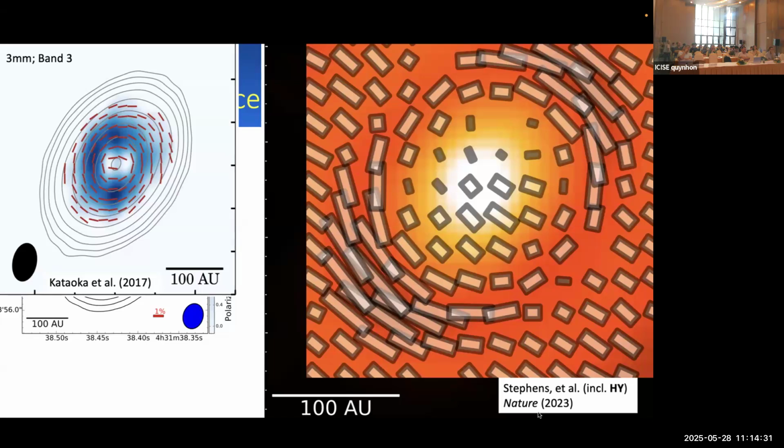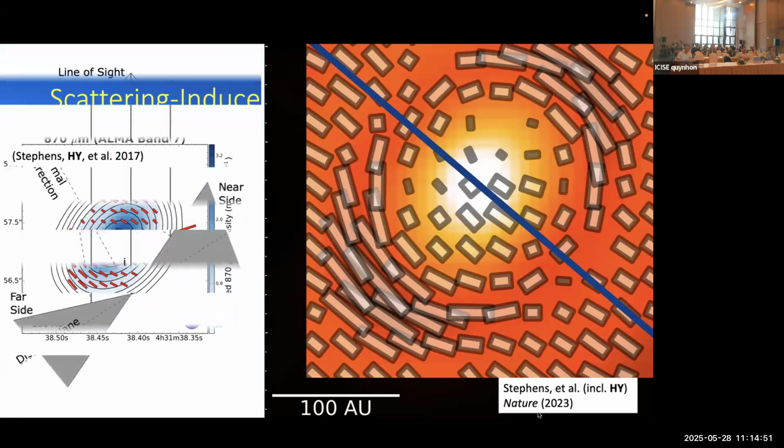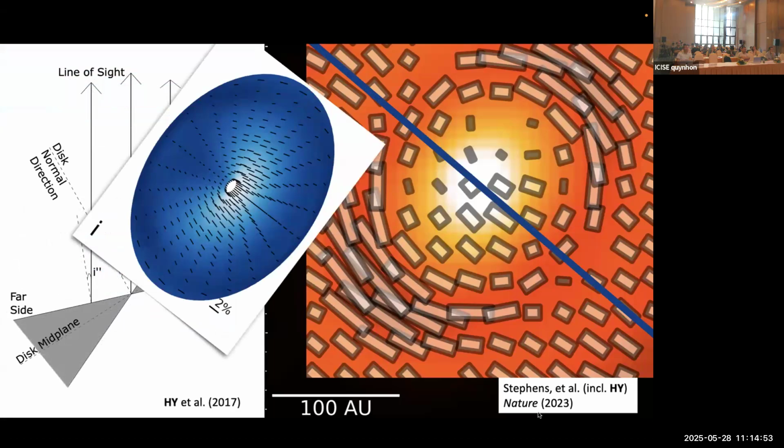I will go into more detail later, but let's stay with the picture of scattering first. In addition to this kind of transition, we also see that in the very inner disk, even though the polarization is mostly along the minor axis, as we see in scattering-induced polarization, you also see a very strong near-far side asymmetry. So if you use the previous picture, you will see that the near side is brighter than the far side, which is seen in the data.